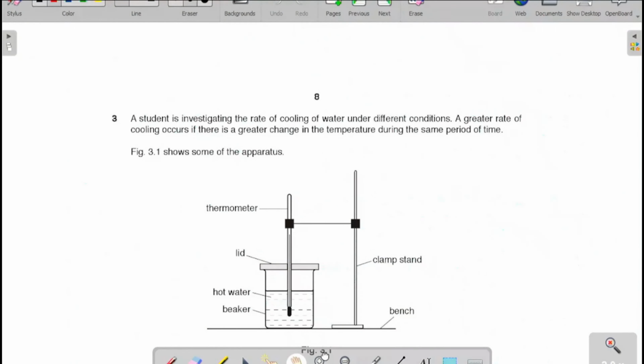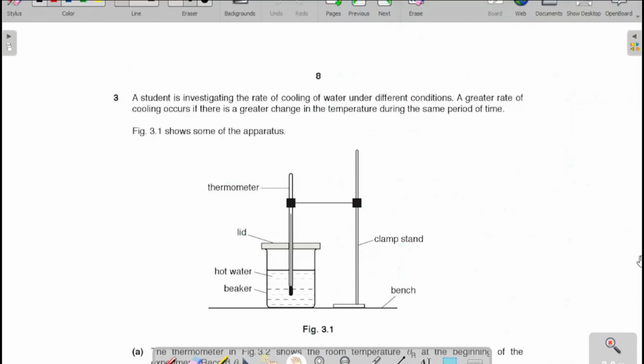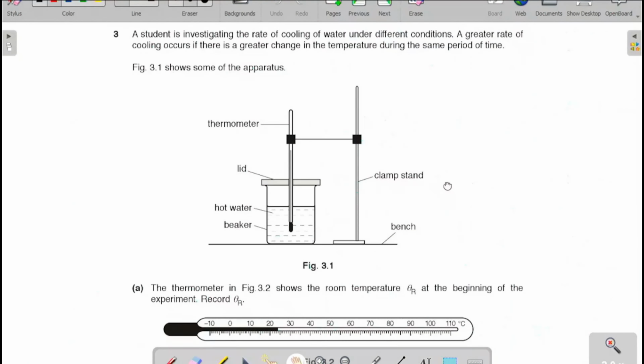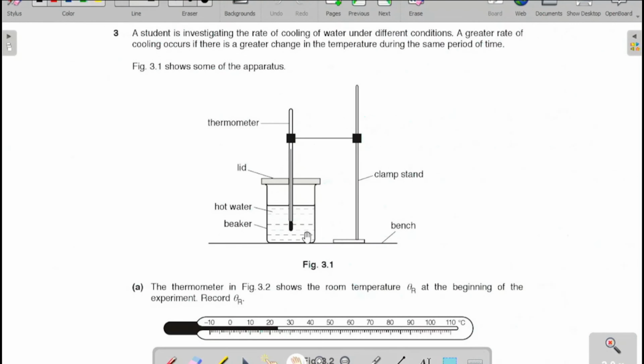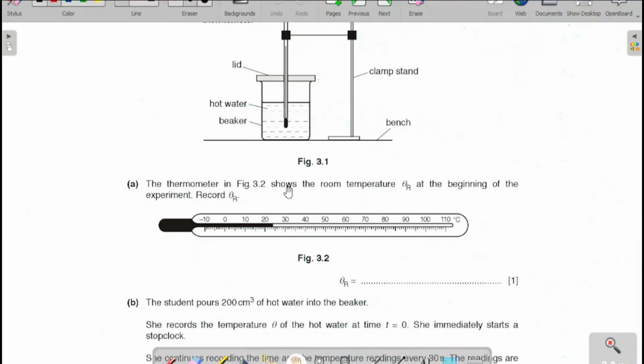Now the next question. A student is investigating the rate of cooling of water under different conditions. A greater rate of cooling occurs if there is a greater change in temperature during the same period of time. Figure 3.1 shows some of the apparatus. We have the apparatus here. The thermometer in figure 3.2 shows room temperature theta R at the beginning of the experiment. Record the value. We are to record this value, theta R. So let's look at it.